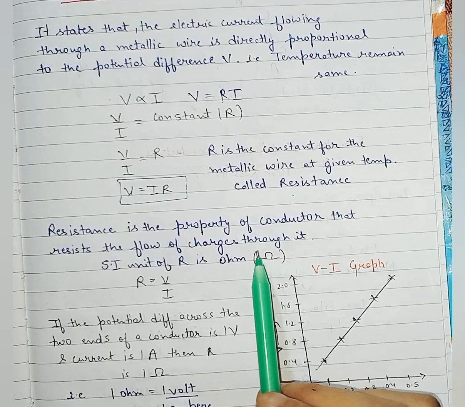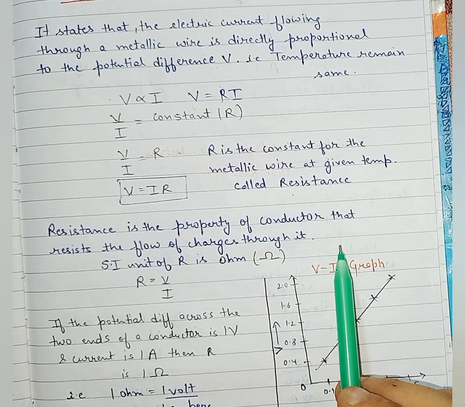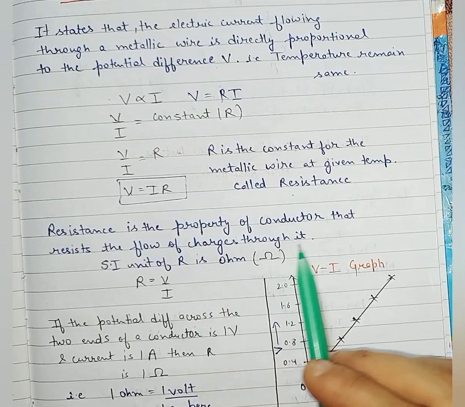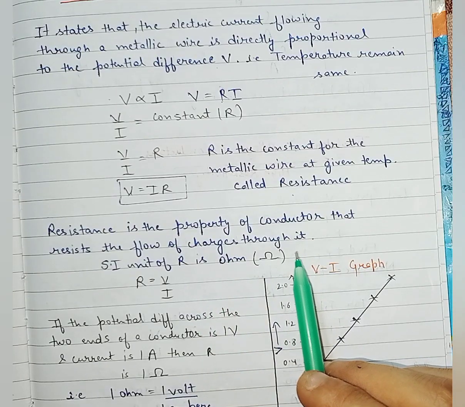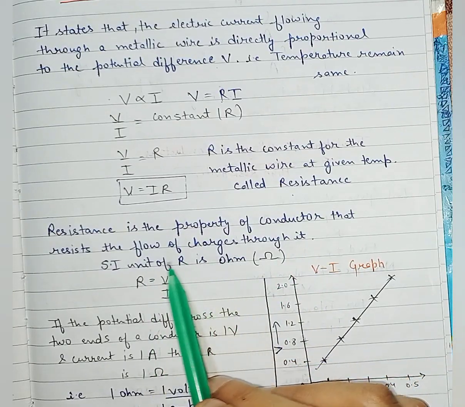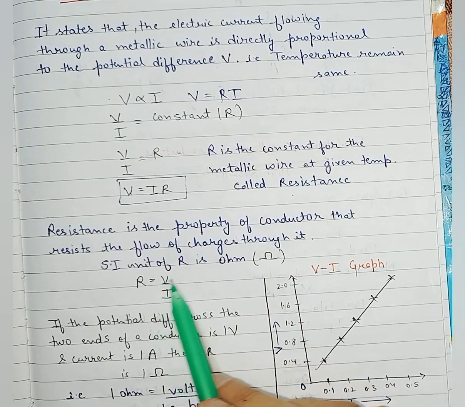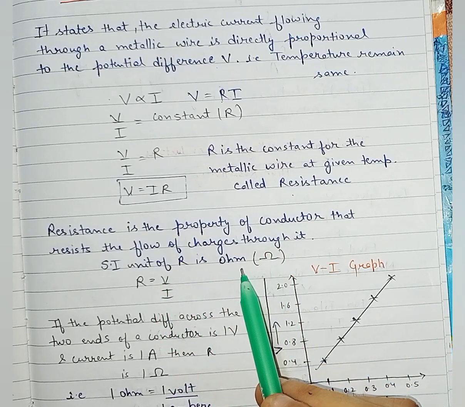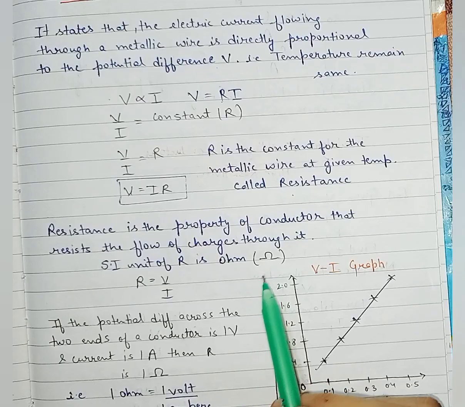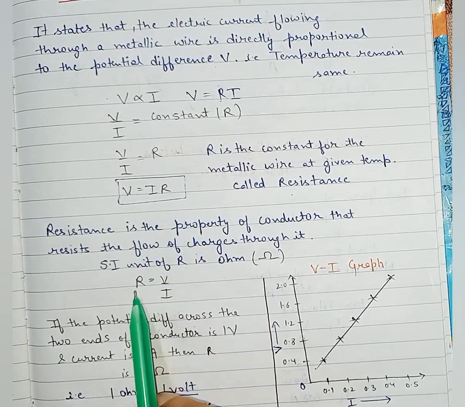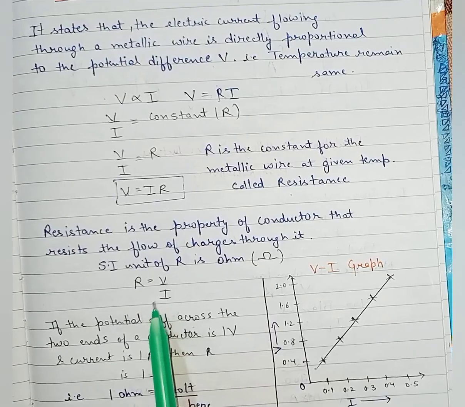We can say that resistance opposes the electrons or the flow of charge in a wire, or in a conductor. The SI unit of R is ohm, denoted by this sign, ohms. So from Ohm's law we can say that R equal to V by I.